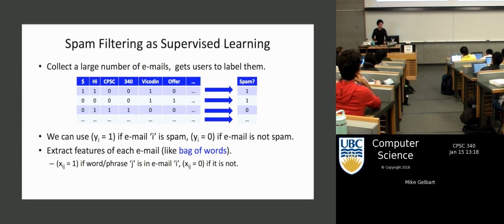Okay, so all this notation is the same as before. Xij, email i, word j, tells us if something is in the email.